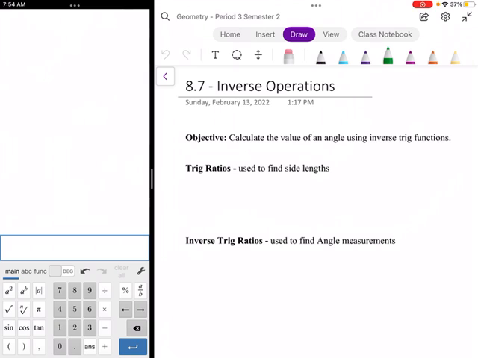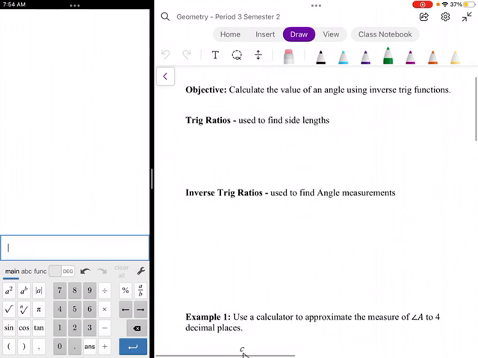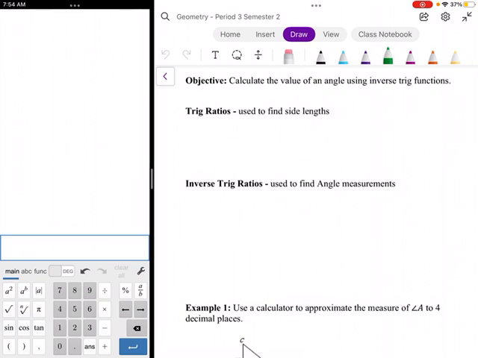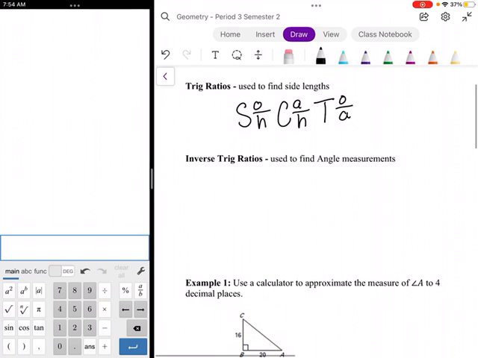8.7 is on inverse operations, and we're going to be calculating the value of an angle using inverse functions. So we're going to use the trig ratios to find side lengths, and we're also going to set up our inverse operations the same way using our SOHCAHTOA. So knowing that is going to be helpful in this section as well. And then our inverse ratios, we are going to be doing the opposite of them.